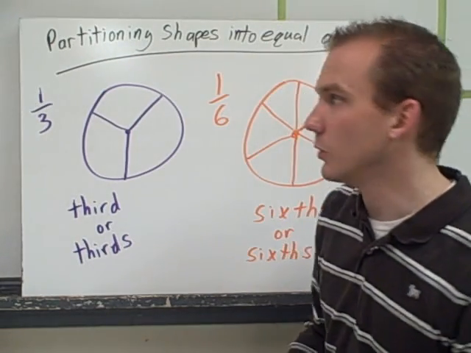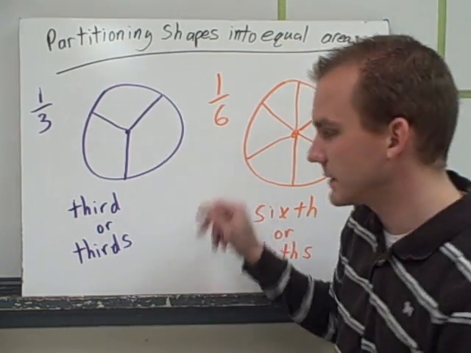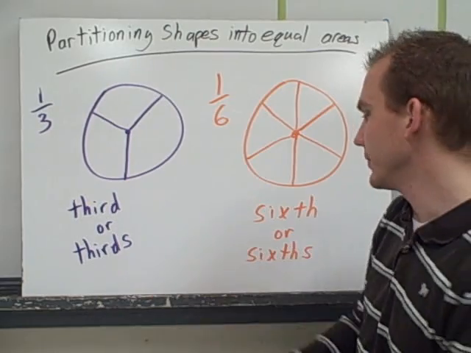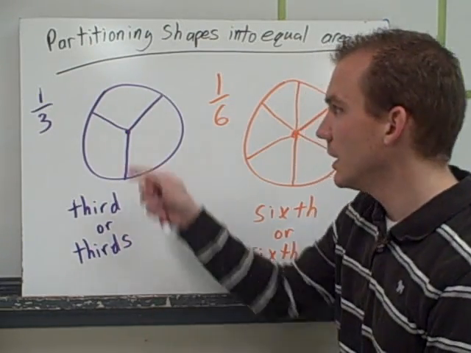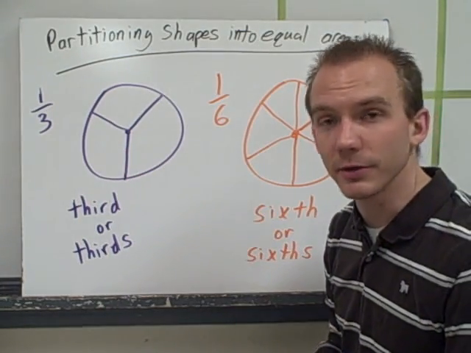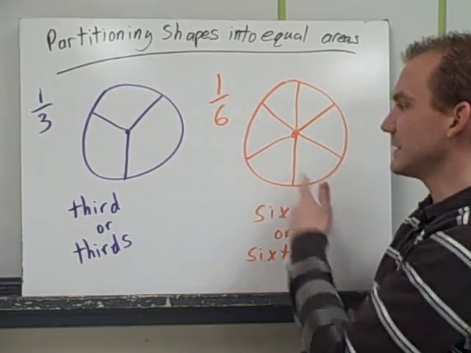Partitioning shapes into equal areas, we're going to look at thirds and sixths. Third can be called 1/3, or you can call it thirds, sixths. Notice the key thing here is you want equal areas. So we're pretending that this circle is 1, 2, 3 equal areas, or thirds. And this one would be 6. 1, 2, 3, 4, 5, 6.